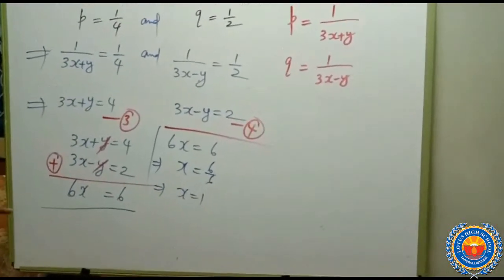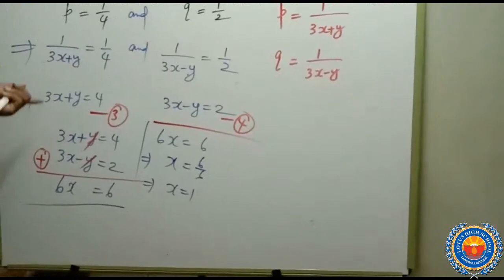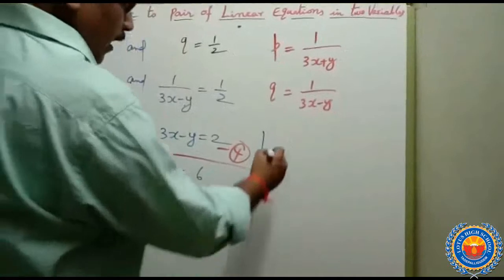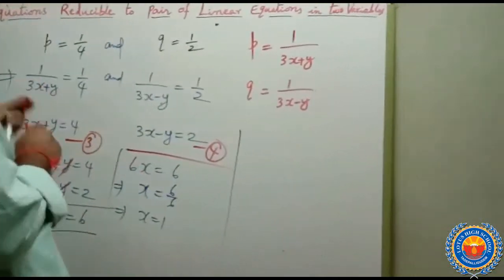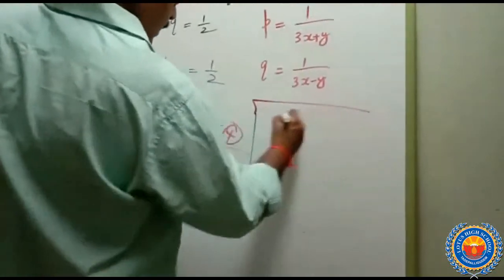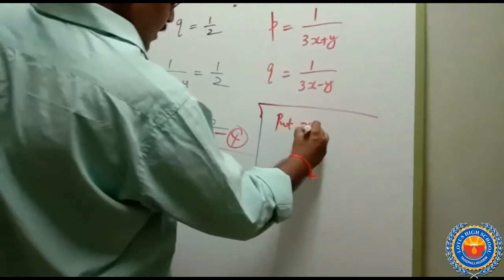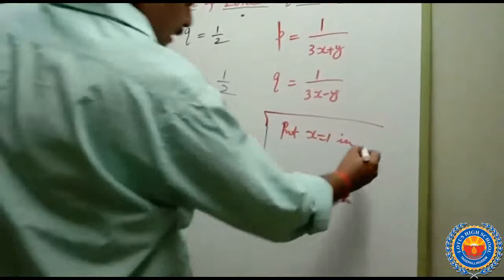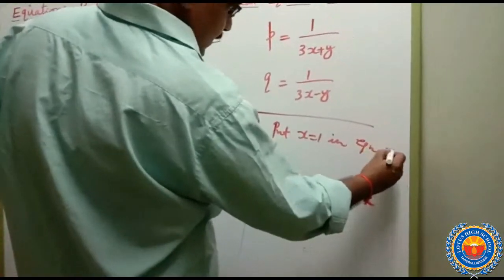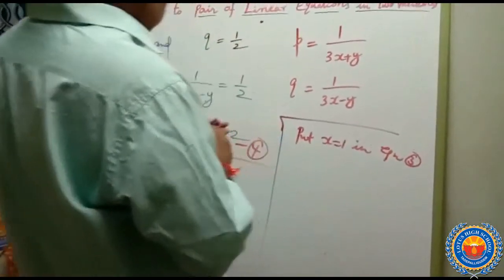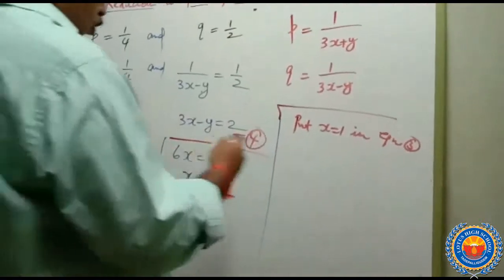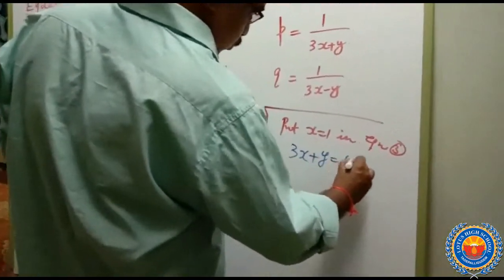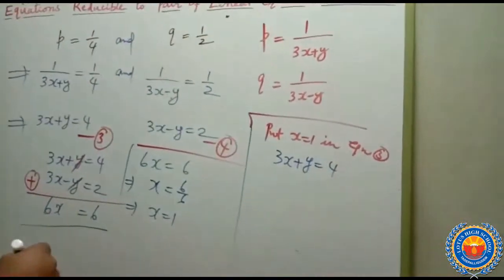Put x is equal to 1 in equation 3 or 4. Put x is equal to 1 in equation 3. What is equation 3? 3x plus y is equal to 4.